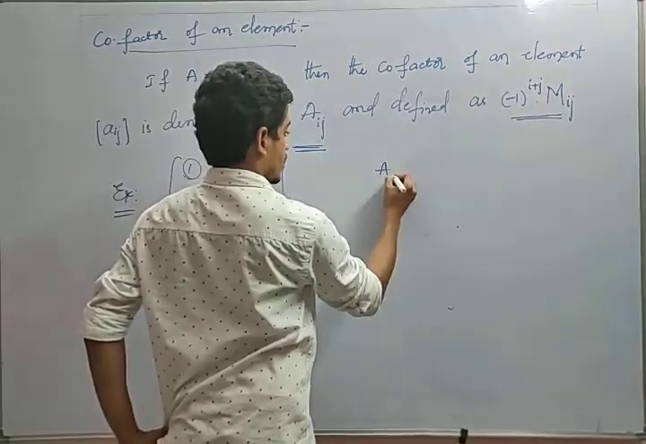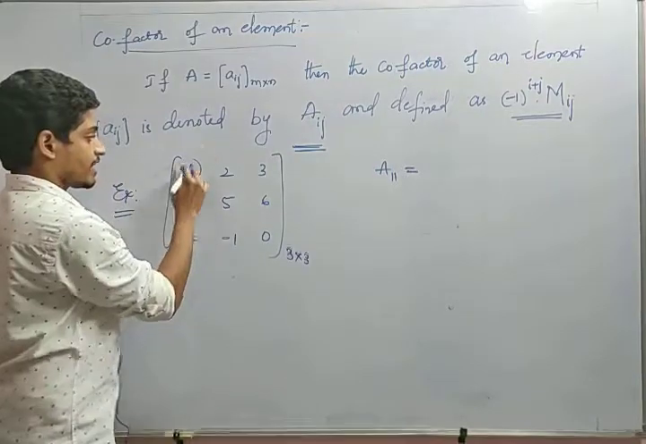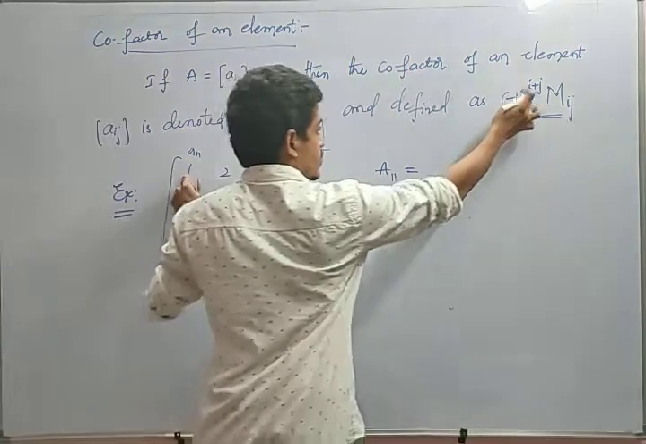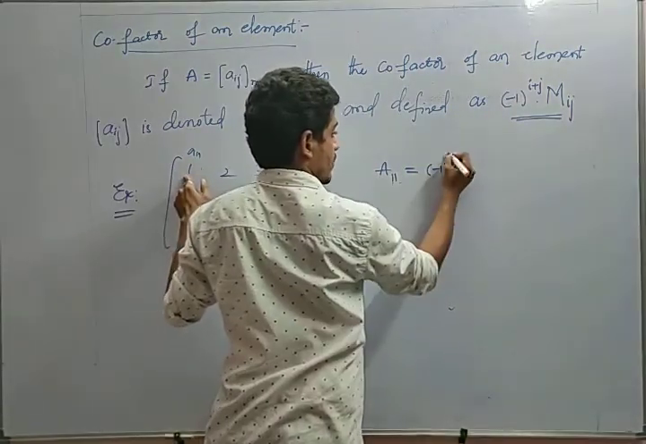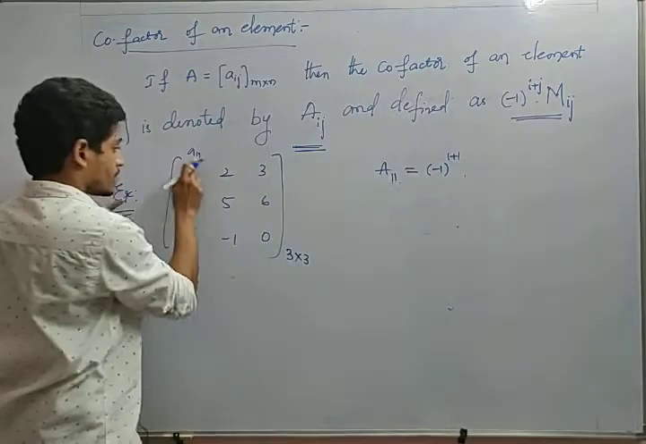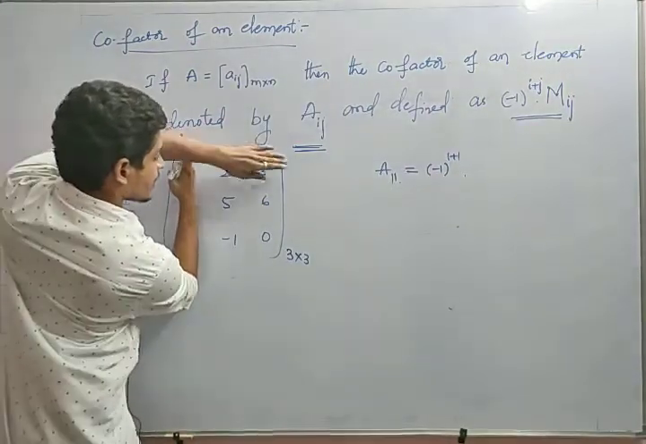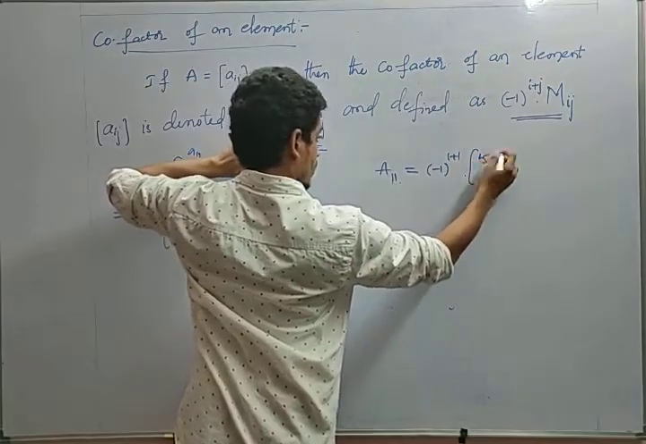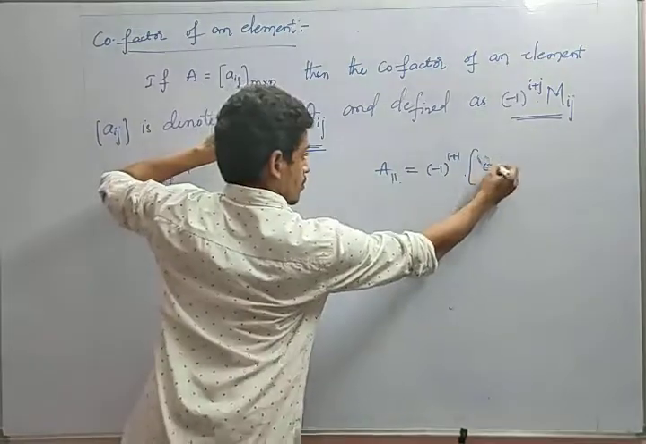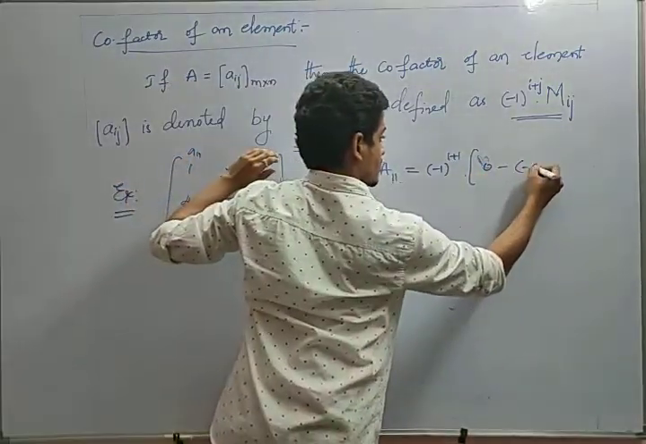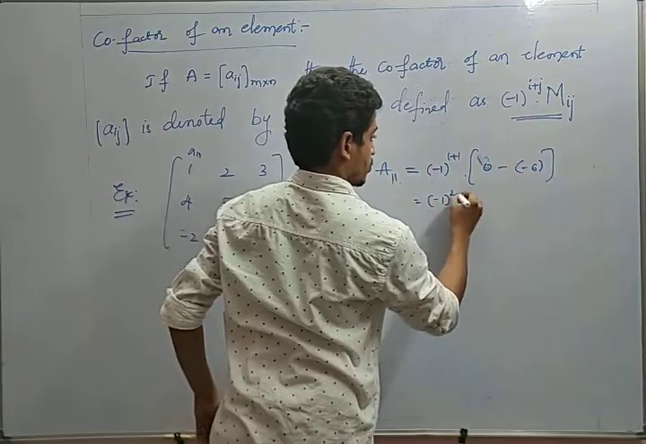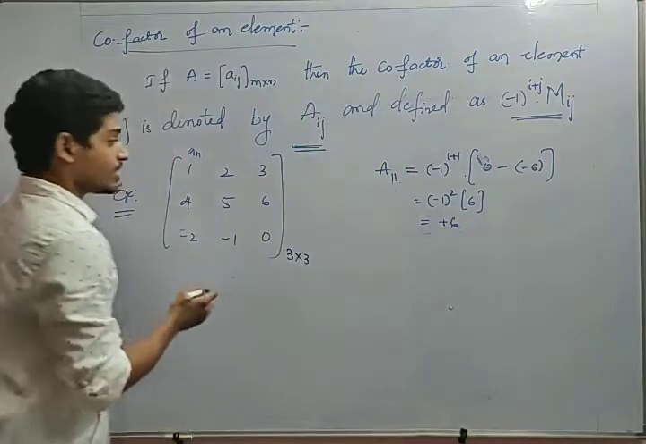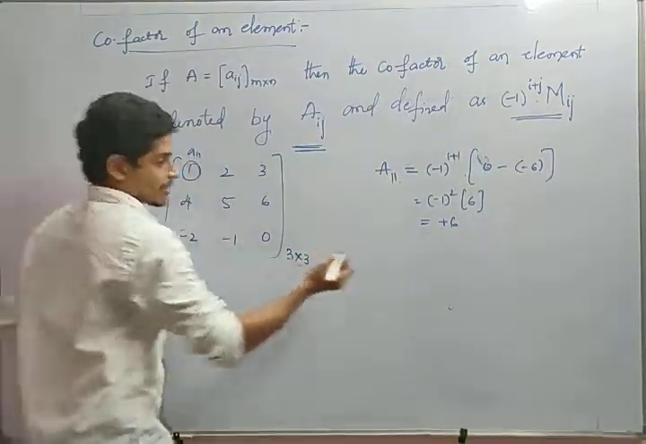So capital A11, right? How to calculate it? It is minus 1 power 1 plus 1. What is the minor of this one? Minor means deleting one column and deleting that corresponding row. So 5 into 0, 0, minus 6 into minus 1, it's minus 6. So minus 1 power 2 into 6. This is nothing but minus 1 square, it's positive 6. So the corresponding cofactor of this element is nothing but plus 6.